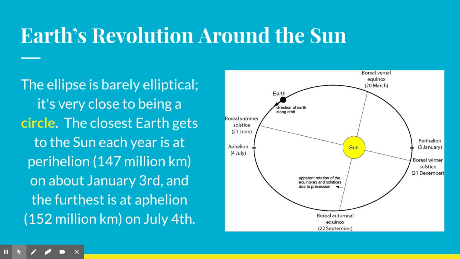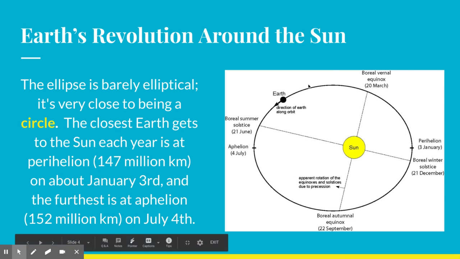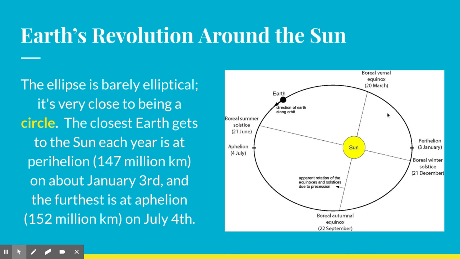All right, now looking again at Earth's revolution around the sun, we have this elliptical shape, but you'll notice that it is pretty circular. It's not like a long, skinny oval. So the ellipse is barely elliptical.